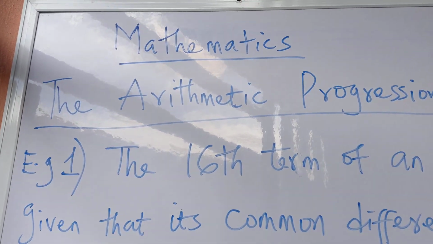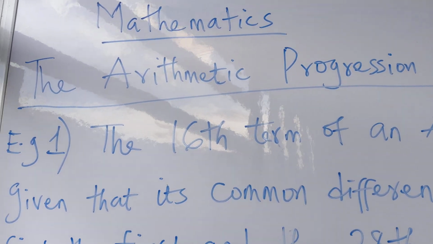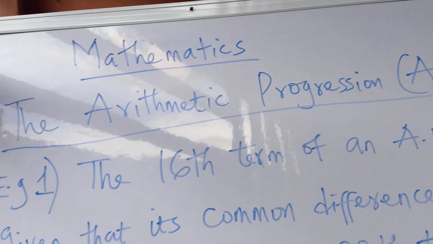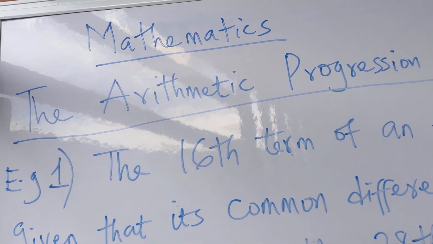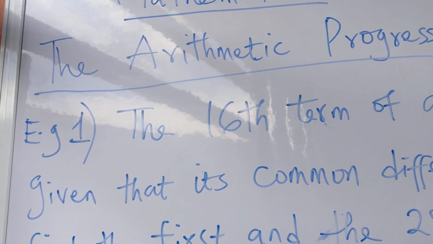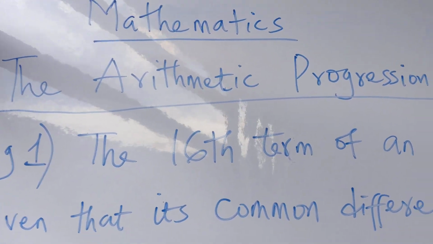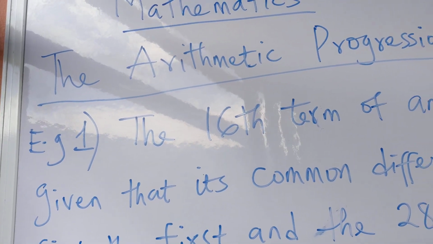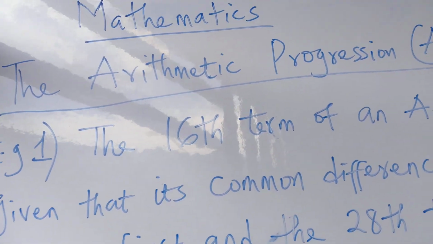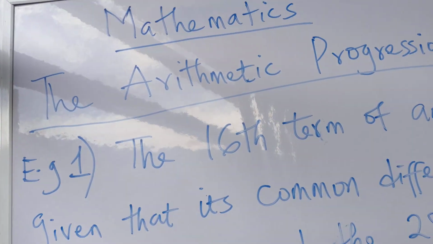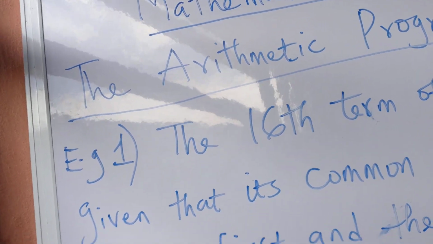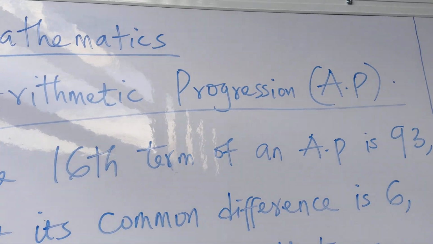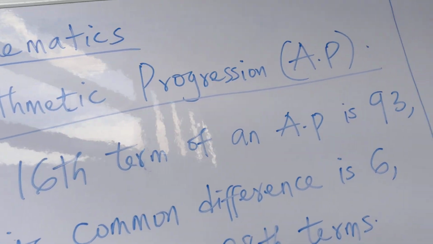Today we'll be looking at mathematics. The topic is the arithmetic progression, AP. AP is also known as a linear sequence. When you're looking at an AP or a linear sequence, you must consider the first term. You must also consider the common difference and also the nth term of the AP.